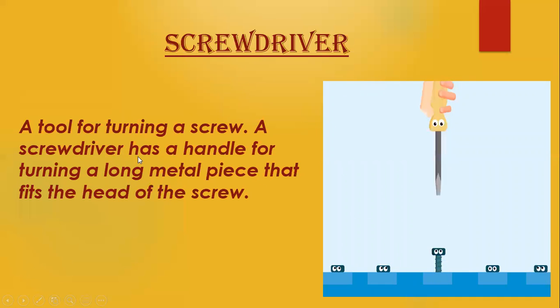A screwdriver has a handle for turning. This is the handle for turning a long metal piece that fits the head of the screw. The long metal piece means this: the screw has a head in which the screwdriver fits, and then you can turn it down or pull it out.